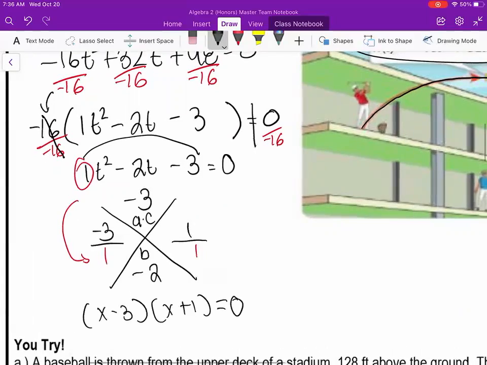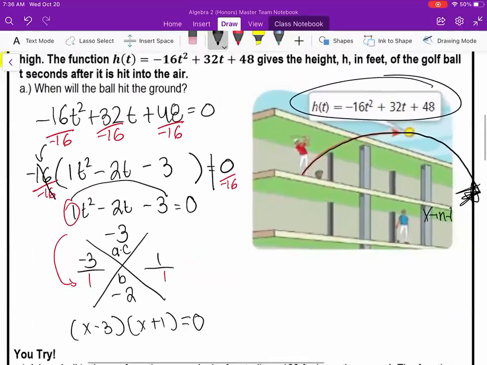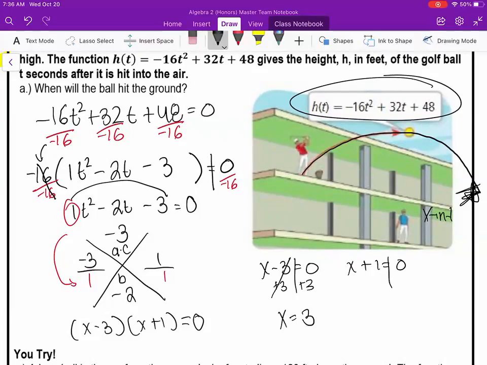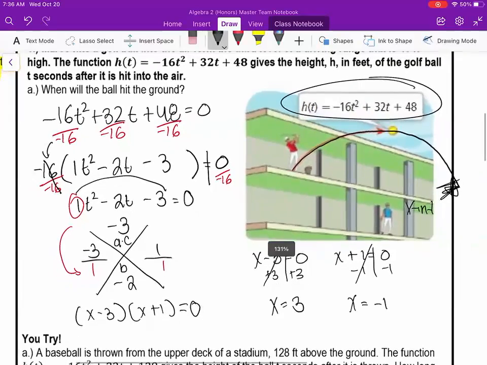Now that I have my factors, I can go ahead and solve for the zeros of this equation. So I'm going to set them individually equal to 0. And I'm just going to solve for x. So that's going to be plus 3, that's gone. So x equals 3. Minus 1, that's gone. So x equals negative 1. So I got two solutions. Which one is the answer?